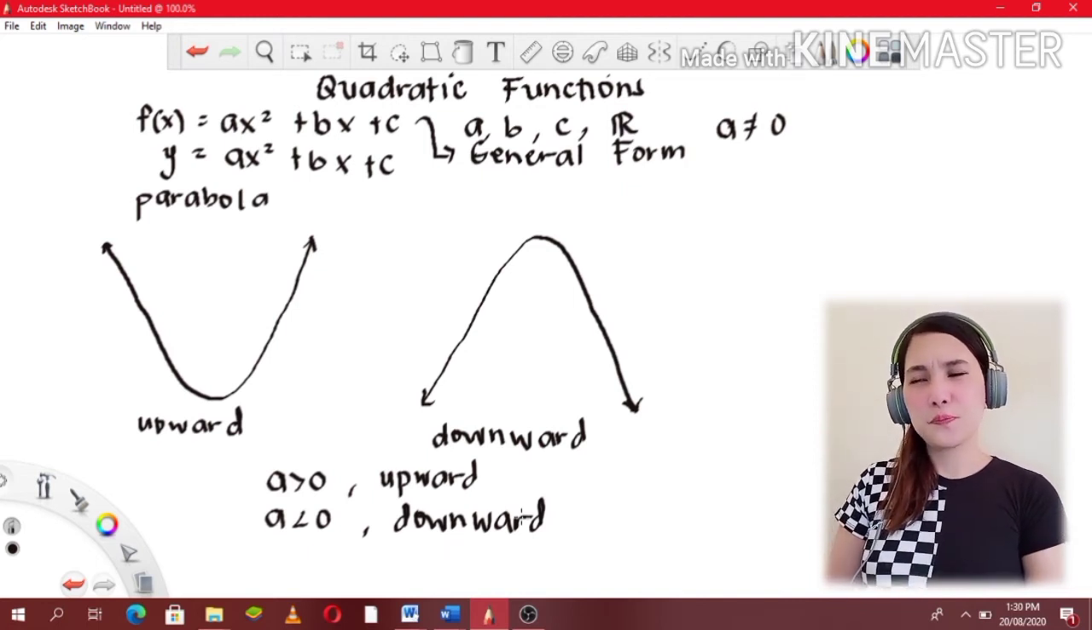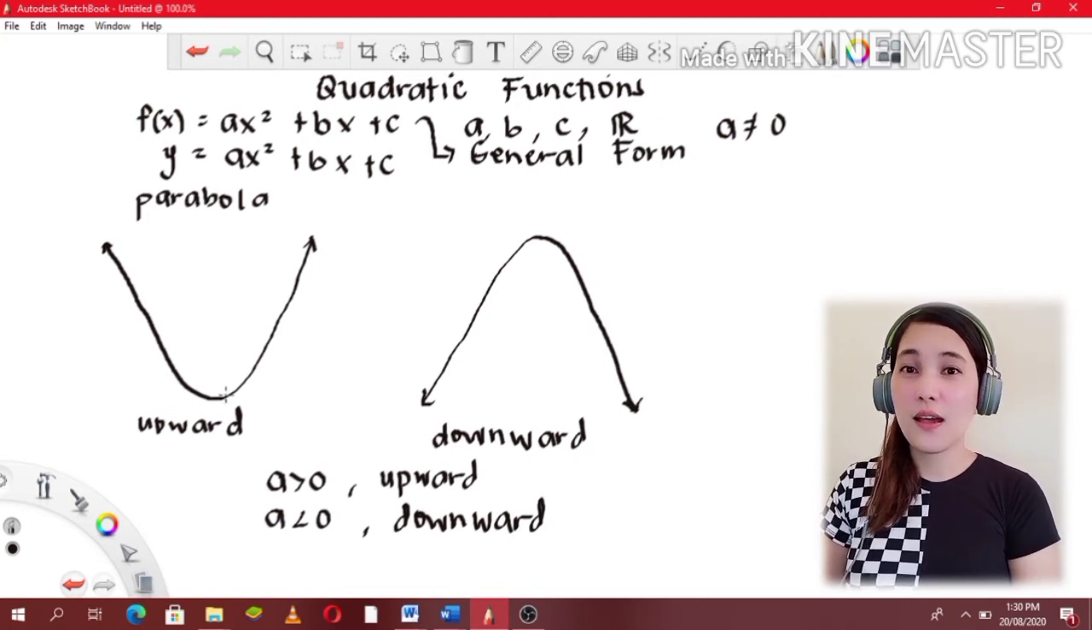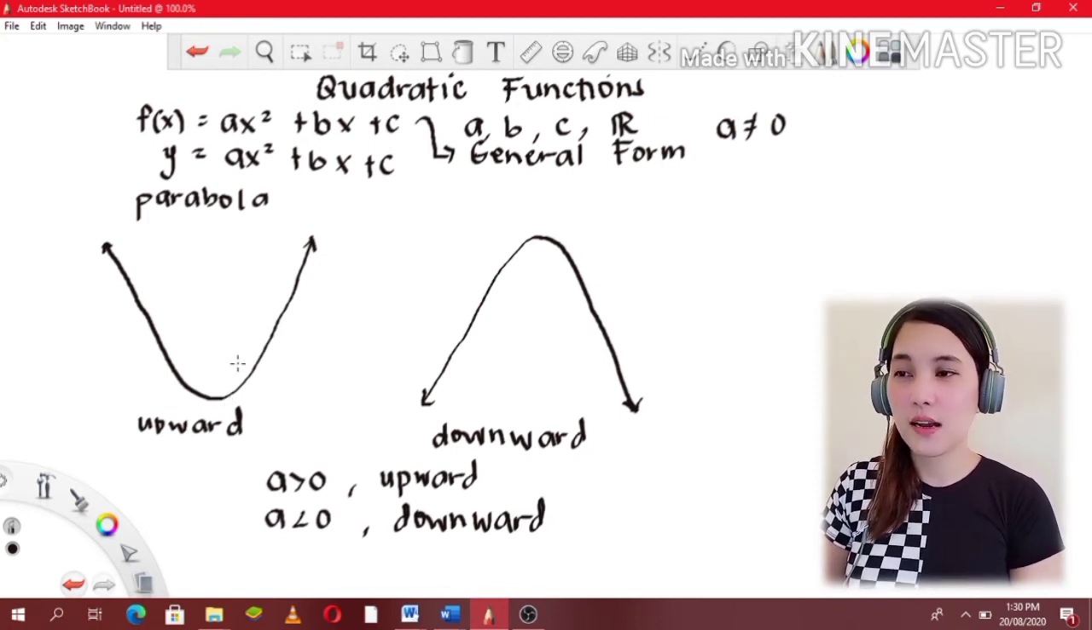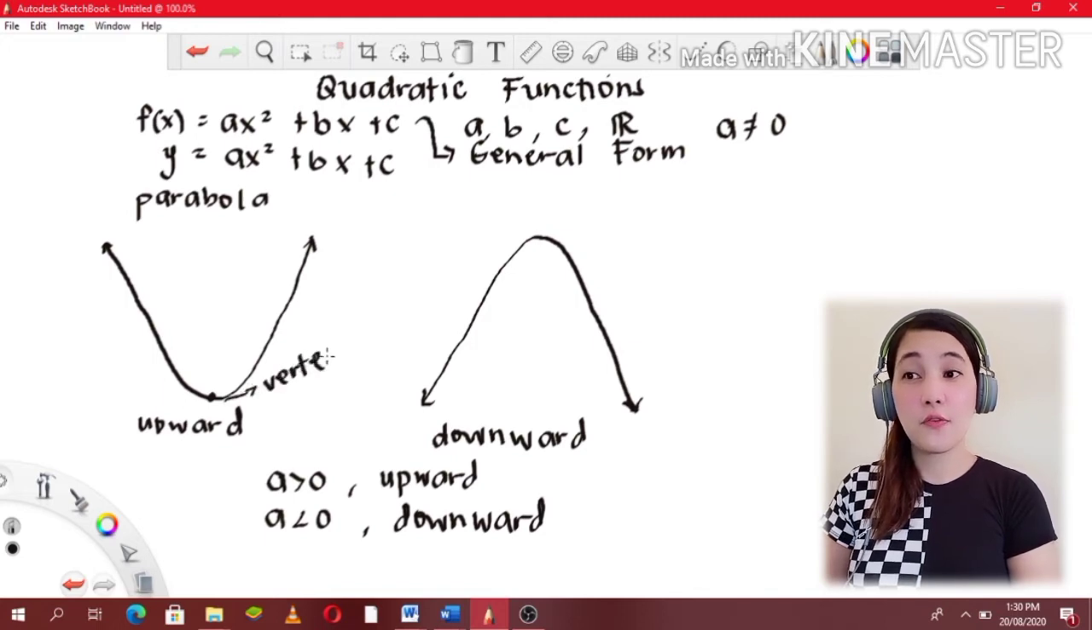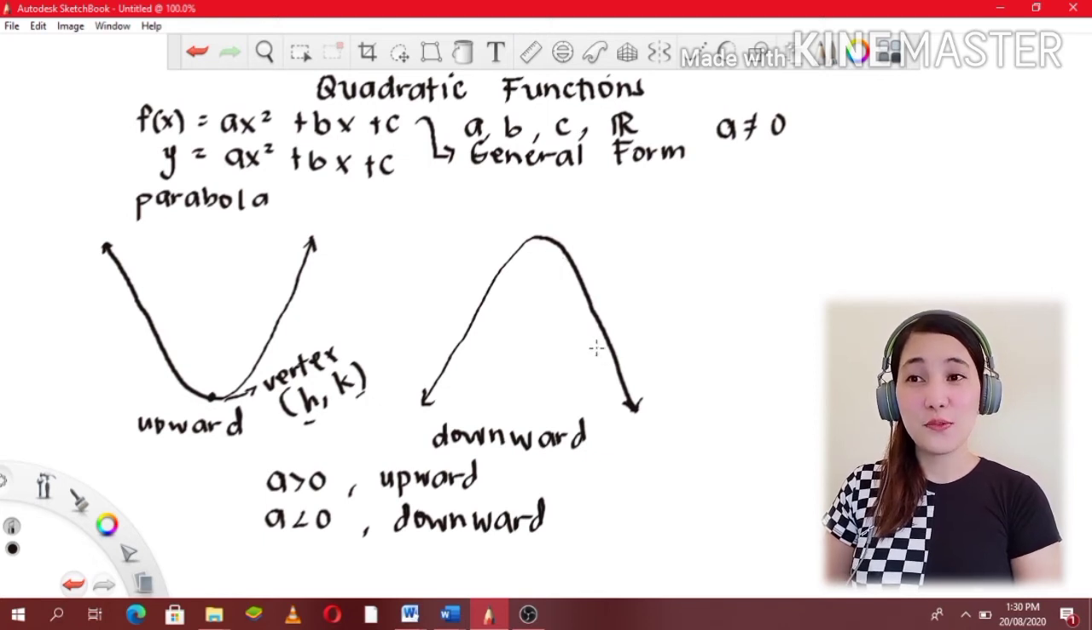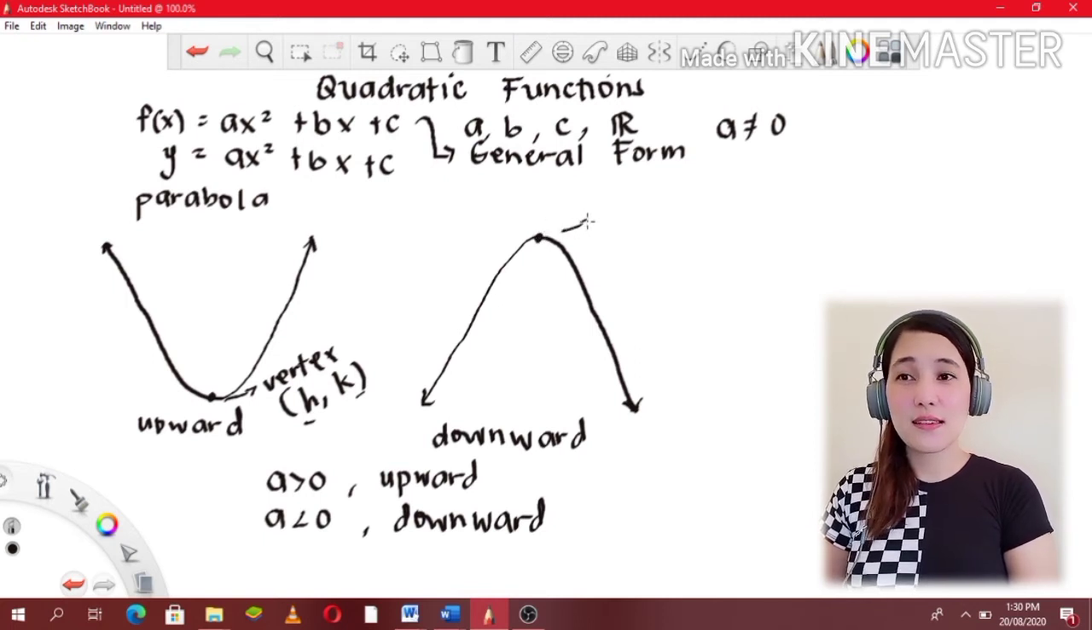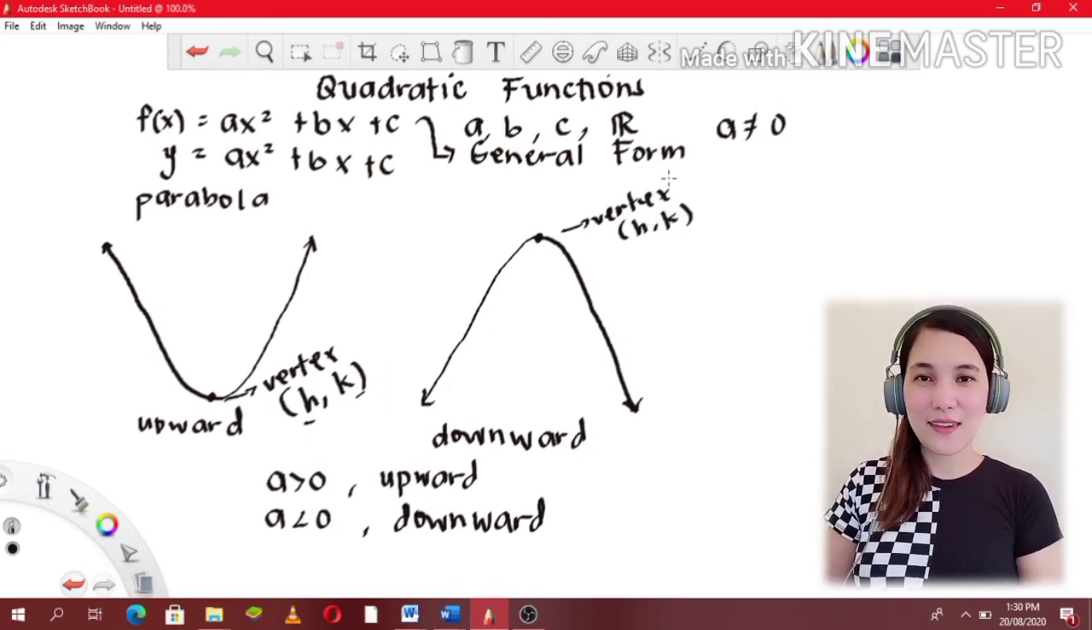Now, a parabola that opens upward has a lowest point. Let's say in this graph, this is the lowest point. This point is what we call the vertex, defined by the point (h, k), where h is the x-coordinate and k is the y-coordinate. Now in a graph that opens downward, the vertex is the highest point. Let's say this one. So this is the vertex here, or this point is (h, k).